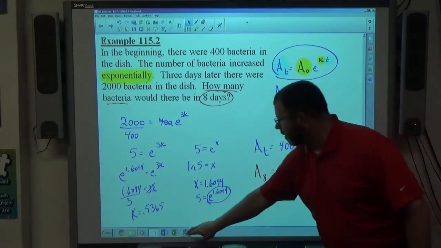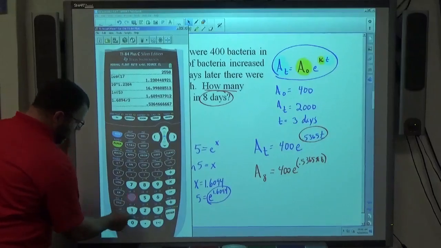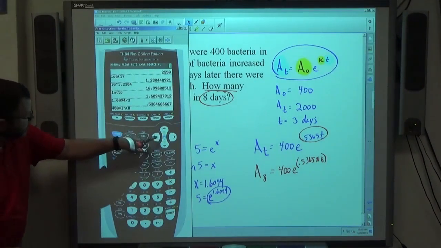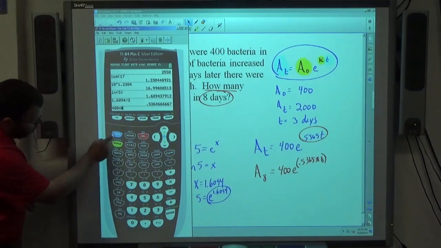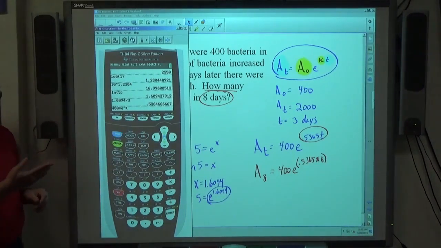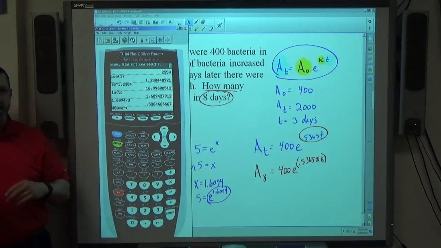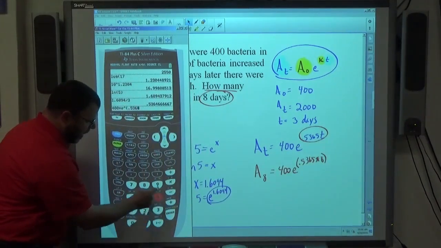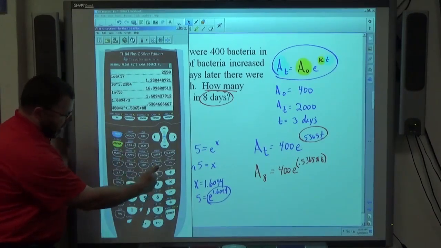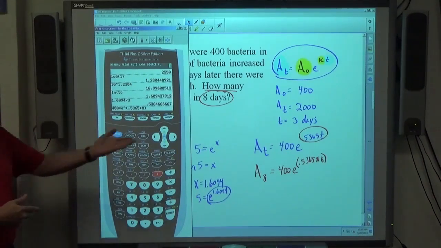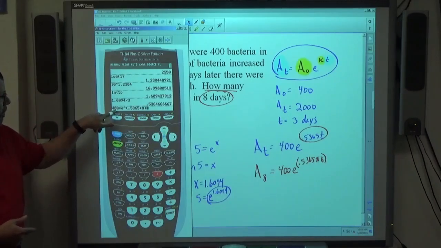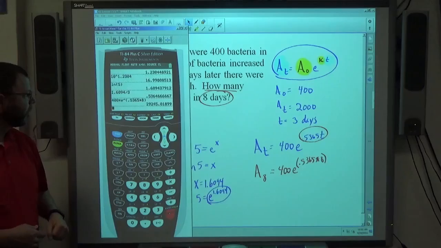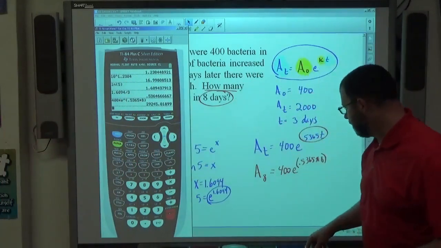So when I type into my calculator, it's going to look like this. 400 times, okay? I'm going to use the second ln button, it gives me e to a power. e caret parentheses. Within the parentheses, I want the entire power. So 0.5365 times 8 in parentheses. And again, it's just a matter of typing in exactly what I see there. 400 is the base times e to the power of 0.5365 times 8 equals, and we get 29,245 bacteria.